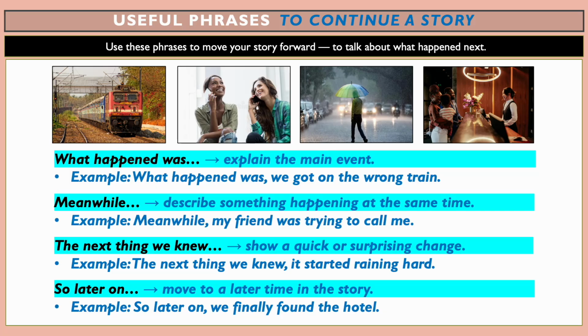2. Meanwhile, is used to describe something happening at the same time. For example, meanwhile, my friend was trying to call me. 3. The next thing we knew is used to show a quick or surprising change. For example, the next thing we knew, it started raining hard.